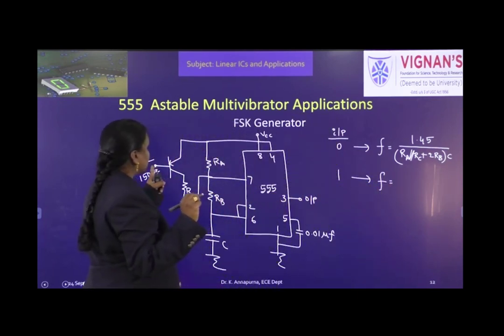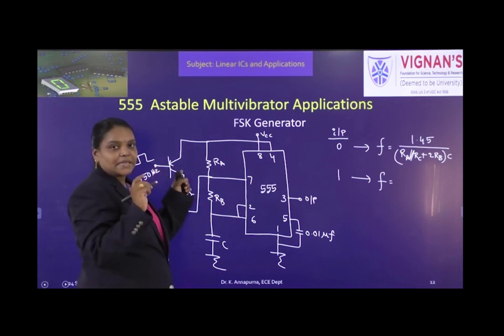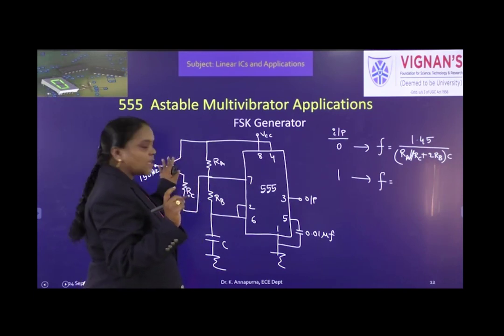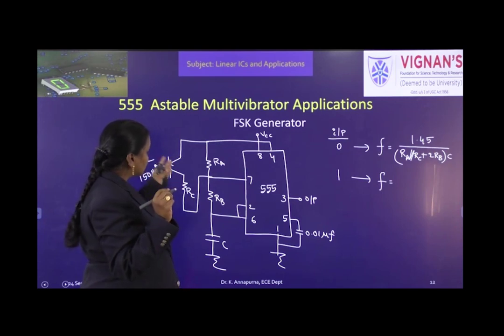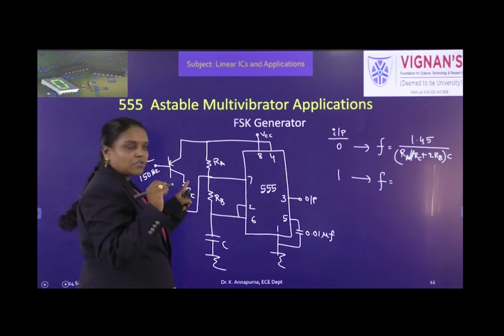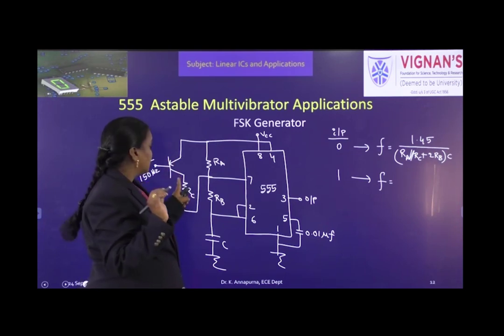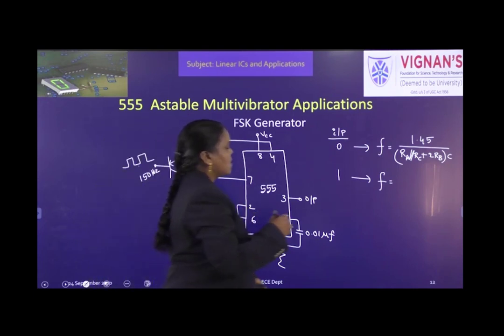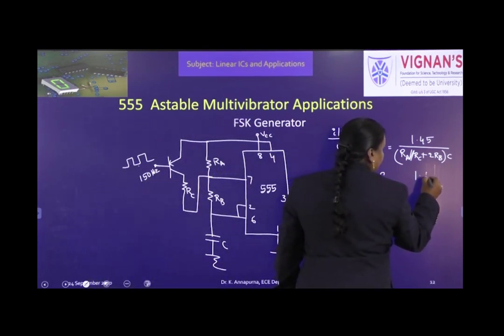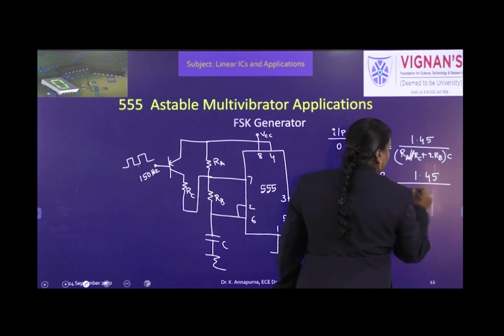If it is 1, means high, the emitter base junction will be reverse biased and this transistor will be in off condition. Off means open, then there is no effect of this resistor RC. So it is just like our normal astable multivibrator. So 1.45 by (RA plus 2RB) into C.